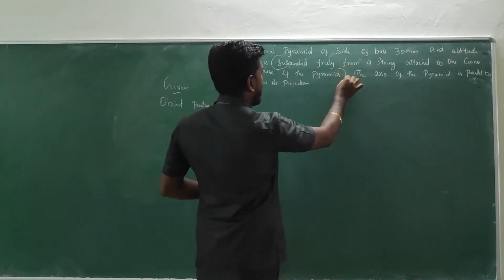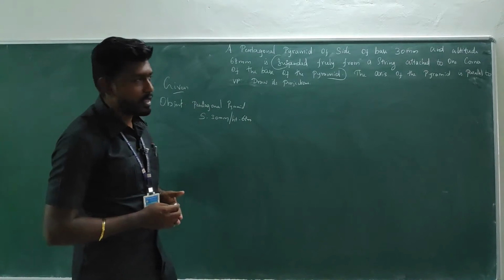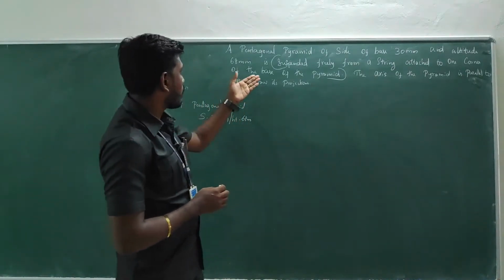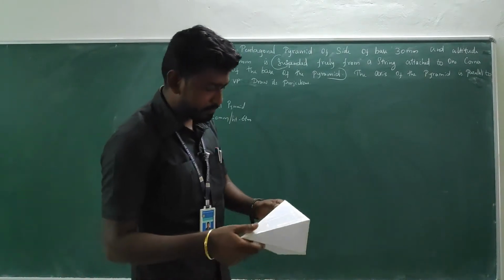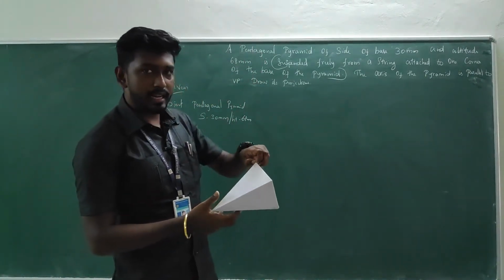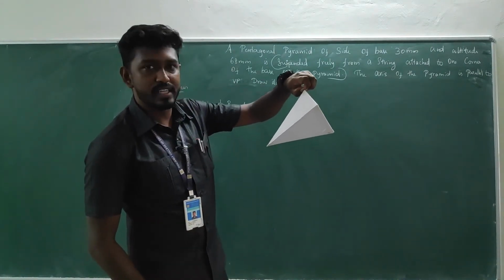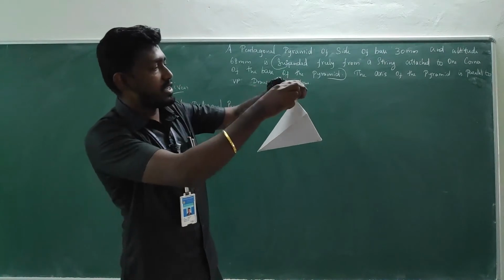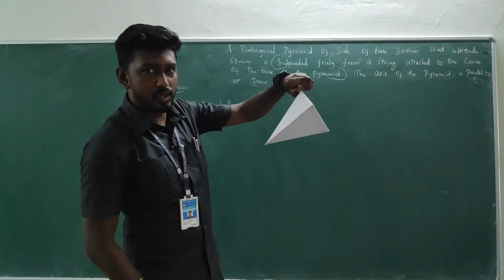We can see in this question: suspended freely from a string attached to one corner of the base of the pyramid. What does it exactly mean? It is saying one of the corners of the pyramid is just suspended freely by using a string attached to the corner, something like this.